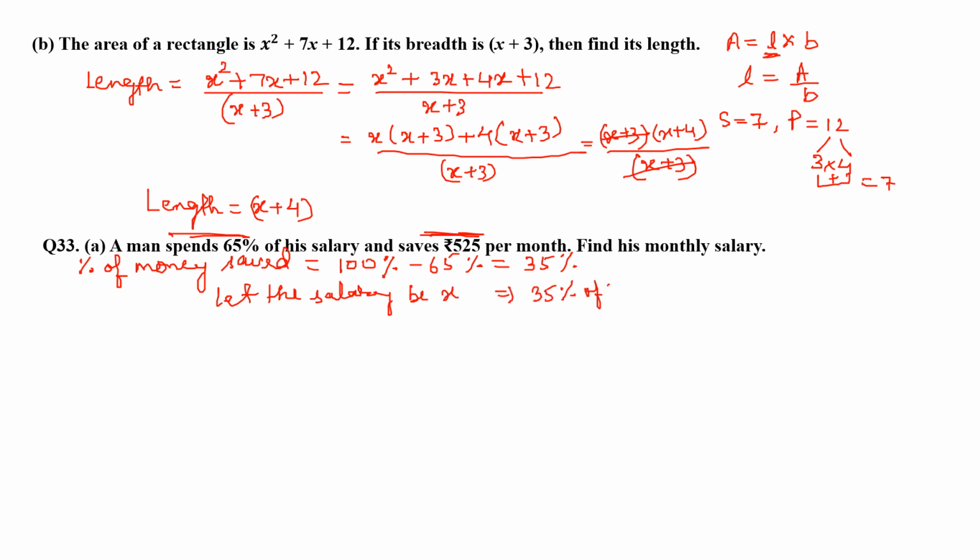35% of X will give me 525. And then we have to solve this question. So it will be 35 by 100 into X equal to 525. Now transpose everything to the other side. So it will be X equal to 525 into 100 divided by 35. And then if you reduce it, 35 times 15 is 525. So the value of X is 1500. So his monthly salary is 1500 rupees. Okay, it is rupees 1500.